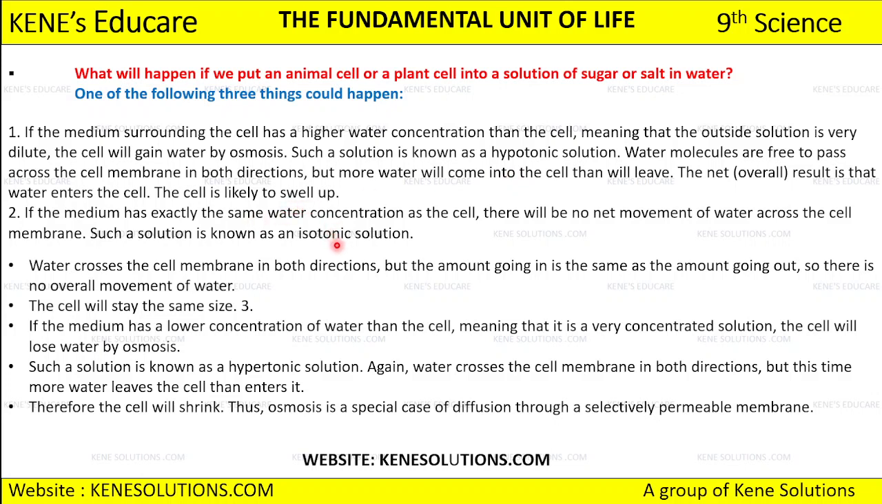Then the second solution we have is isotonic solution. Here there will be no movement of water. Such conditions can occur if the amount of water present inside the cell is exactly the same as the amount of water present outside the cell. If this condition occurs, we call the solution an isotonic solution.